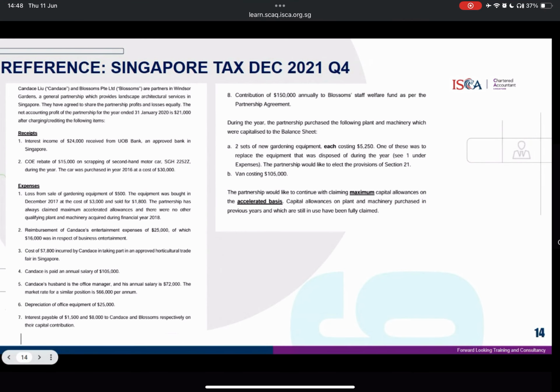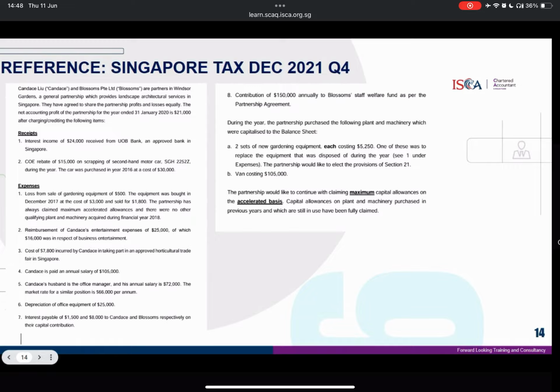Candace is paid an annual salary of 105,000. Candace's husband is the office manager, and his annual salary is 72,000. The market rate for a similar position is 66,000 per annum. Depreciation of office equipment, 25,000. Interest payable of 1,500 and 8,000 to Candace and Blossoms respectively on their capital contribution. Contribution of 150,000 annually to Blossoms Staff Welfare Fund as per the partnership agreement.